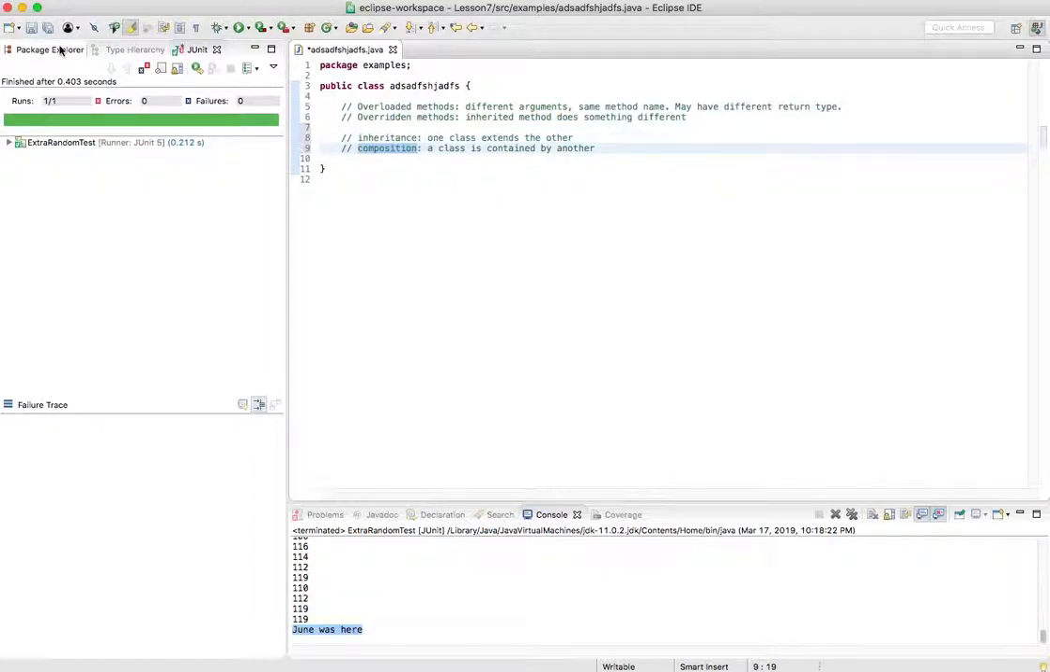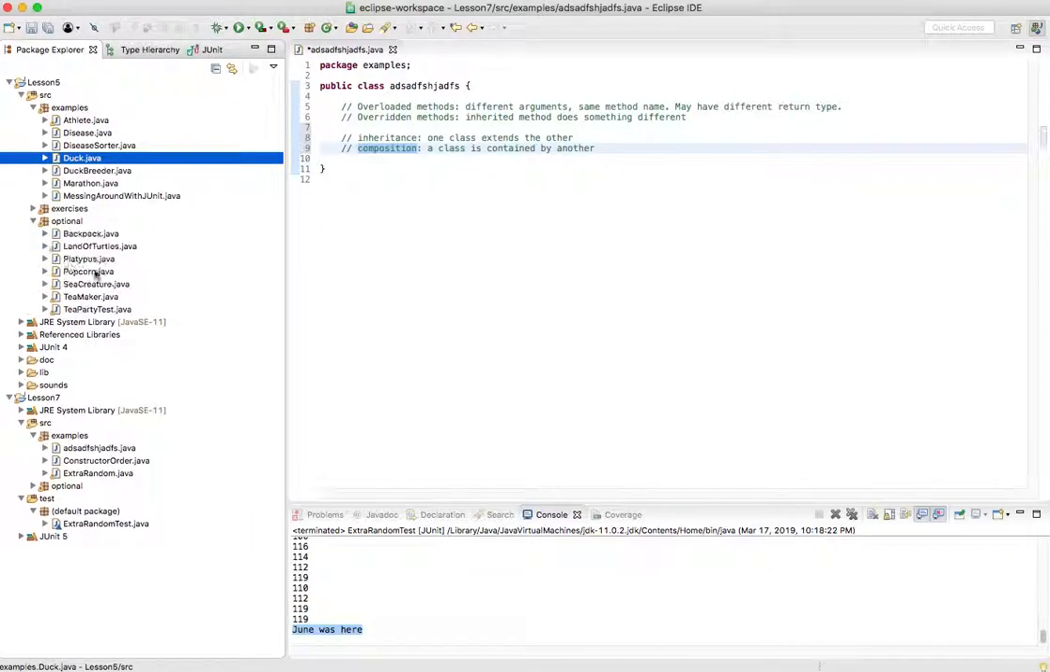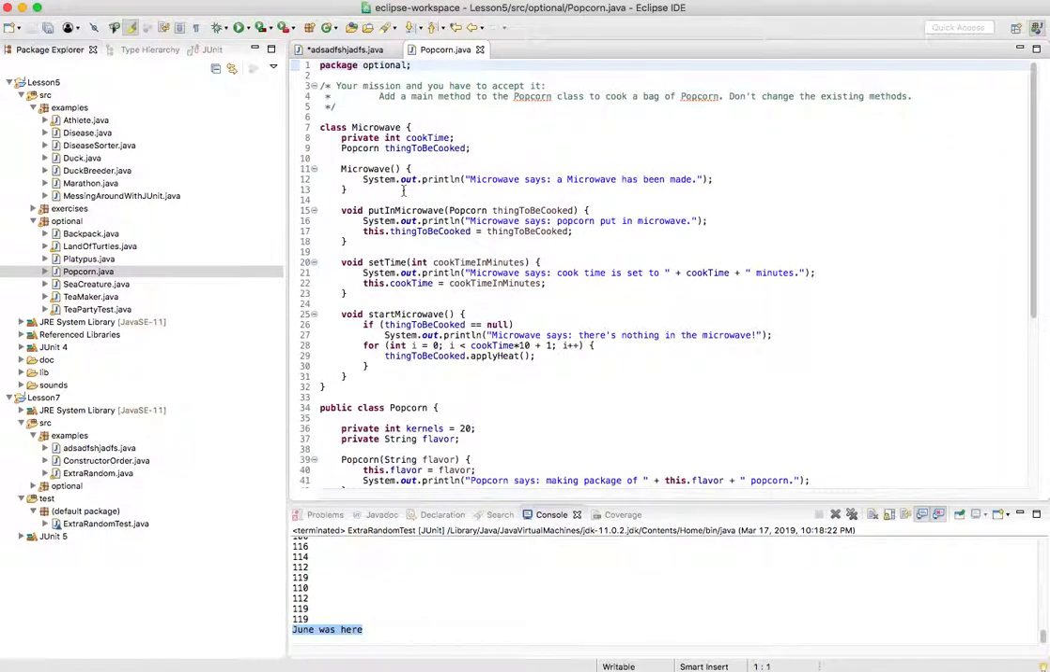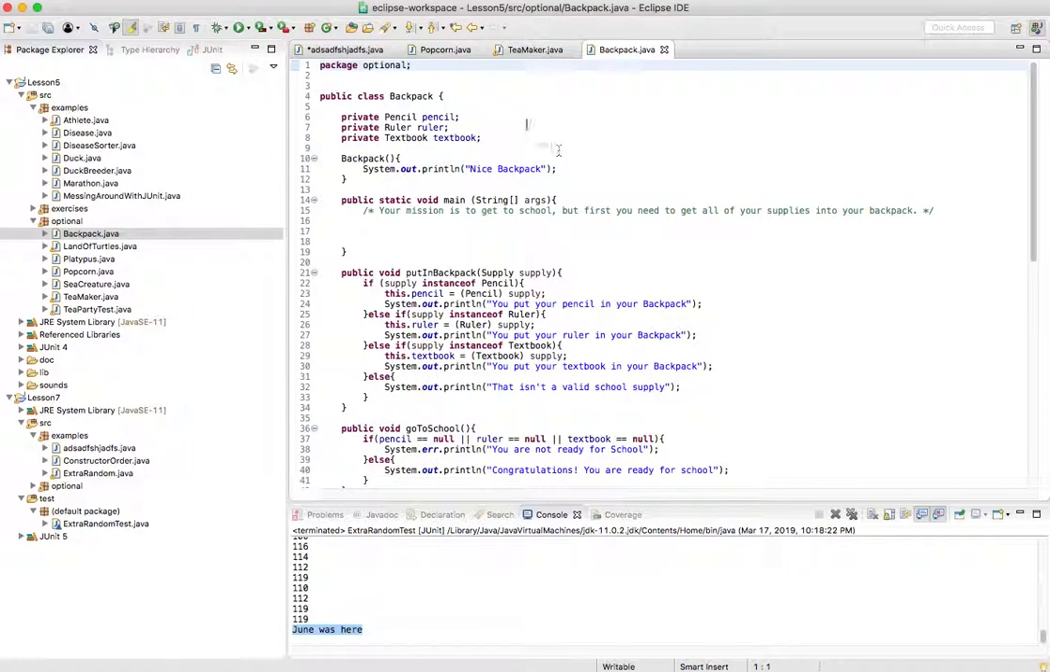I wanted to show you an example of where we used composition in the past. Actually, there's a few of them here. This is an easy one. Here we have a backpack, and it is composed of 3 items. It's got a textbook object, a ruler object, and a pencil, and they are inside of the backpack.